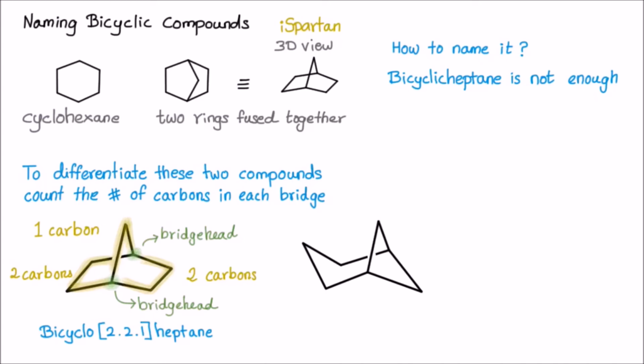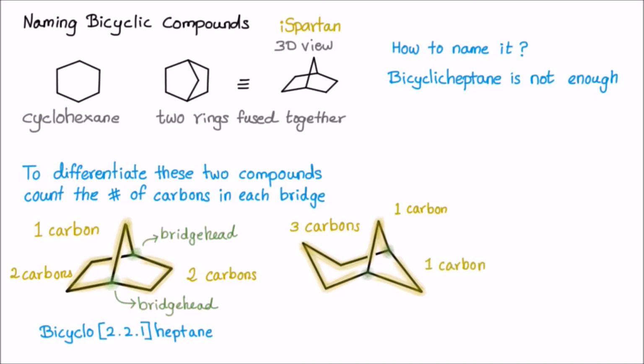If you look at the second structure, these 2 are the bridge heads. The green ones are the bridge heads. And the first bridge has 3 carbon atoms. If you go from one bridge head to another bridge head, you have to cross at least 3 carbon atoms. So that's the first bridge, the longest bridge. And the second bridge has 1 carbon atom, and the third bridge also has 1 carbon atom.